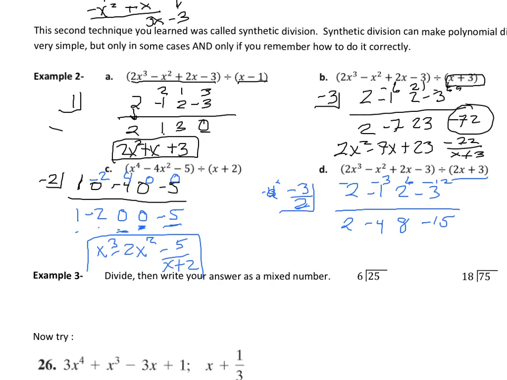Now let's write our quotient. Negative 15 is our remainder, 8 is our constant, negative 4 is x to the first, 2 is x squared. So we get 2x squared minus 4x plus 8 with the remainder of negative 15. So minus 15 over 2x plus 3.